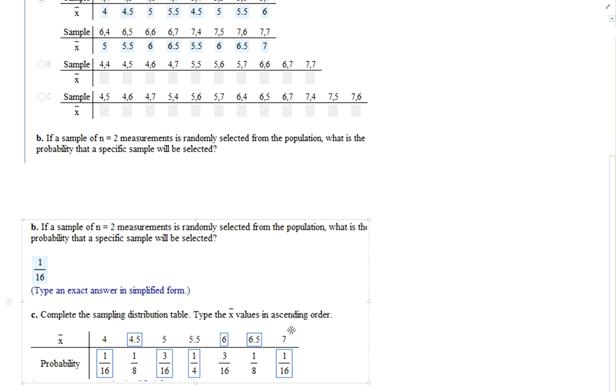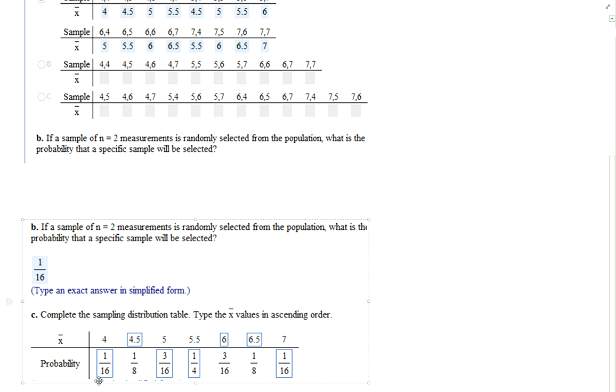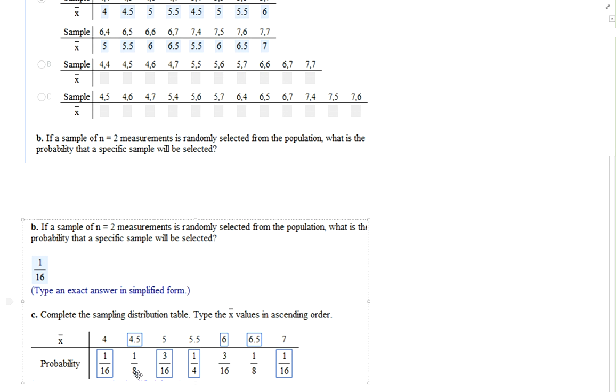Now the C part is saying complete the sampling distribution table. Type the X bar values in ascending order. So these are the X bar values, and then the corresponding probabilities. Very simple. You go to the table and see the 16 observations. How many times did 4 occur? Once. So the probability is 1/16. For 4.5, how many times did it occur? Twice. 2/16 is 1/8.